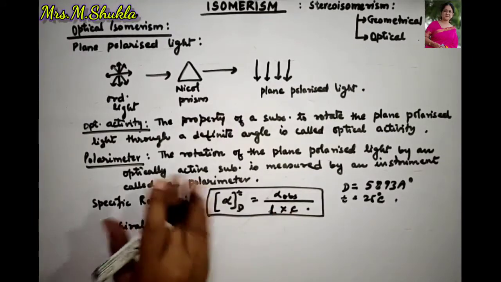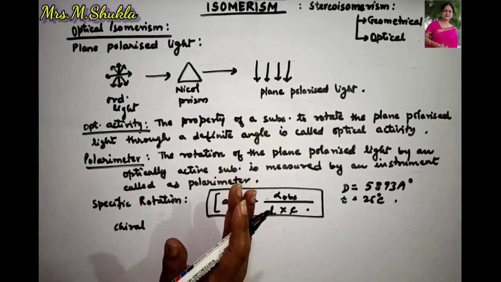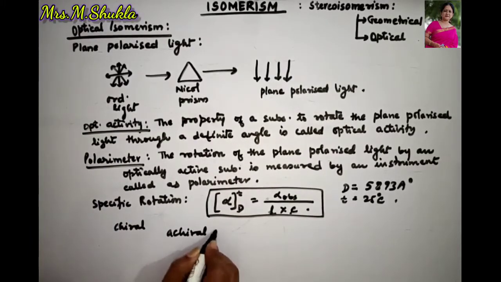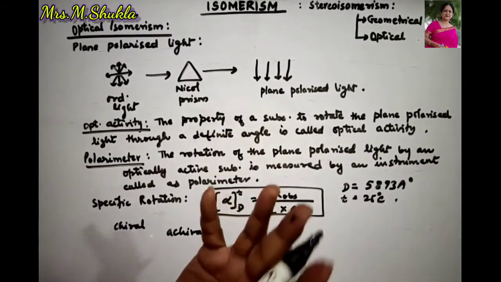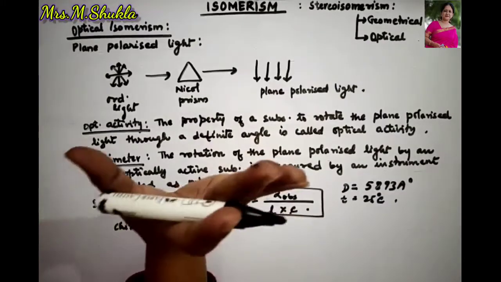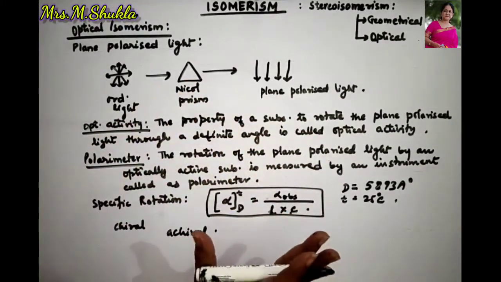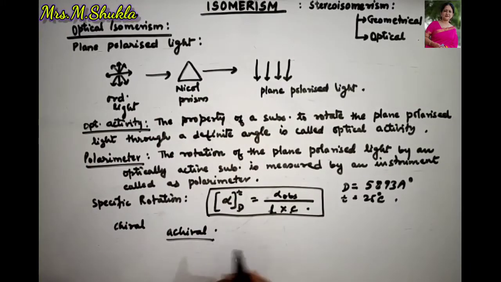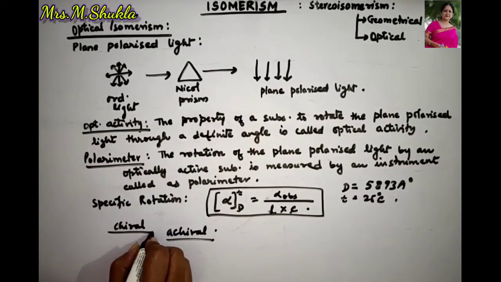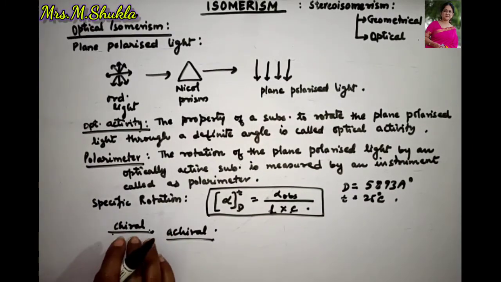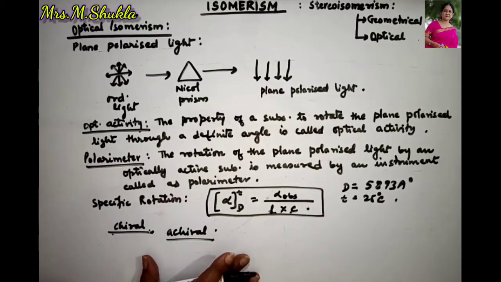The objects which are superimposable on their mirror image are called achiral, for example, a sphere. If you keep a sphere in front of the mirror, it gives you a superimposable image, so it is called achiral. But the ones which do not give you a superimposable image in front of the mirror are called chiral. I hope this is very clear.